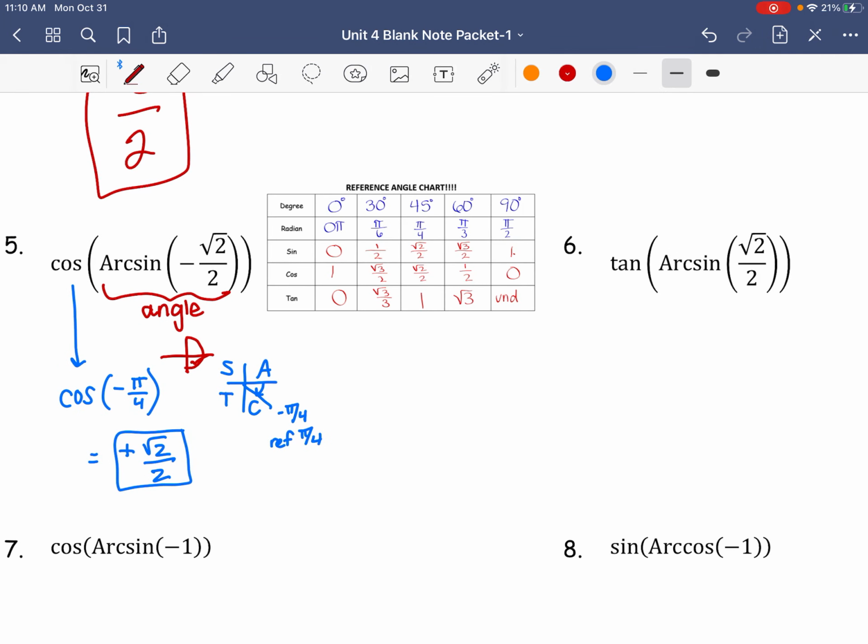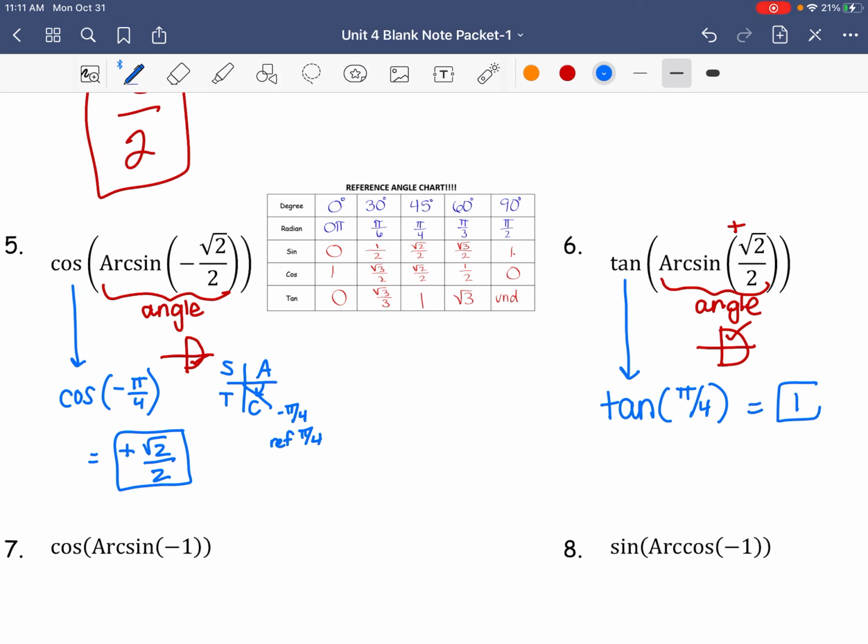Okay, let's try this next one. Inside here, this is on the chart. This is going to be an angle. Quadrant 1 or 4. This is positive, so we're going to be in quadrant 1. Look at your chart. What angle is that inside going to be replaced with? Outside is still tan, but on the inside, it's pi over 4. And then look at your chart, and the tangent of pi over 4 is 1.